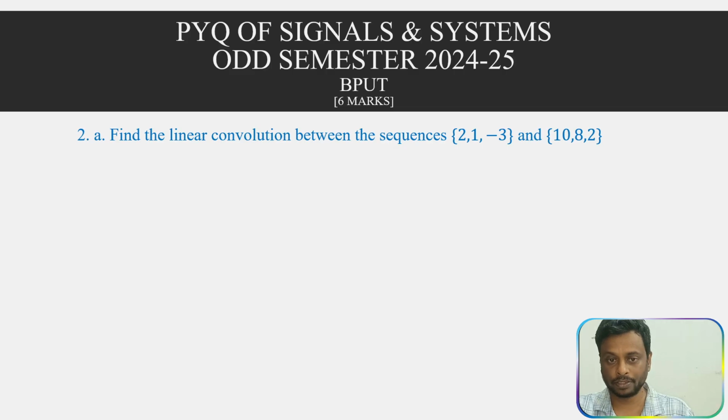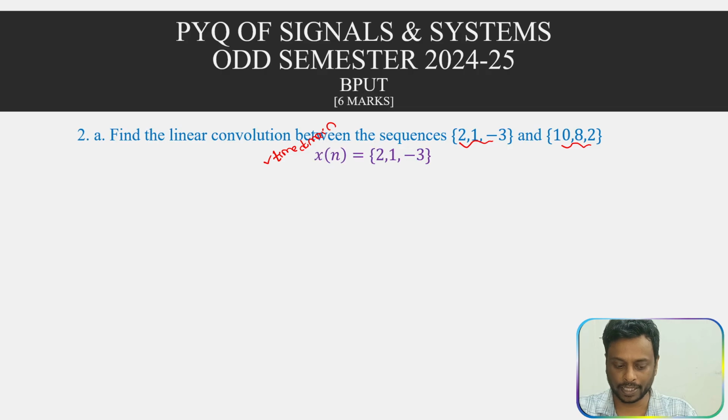The first question is: find the linear convolution between the sequences 2, 1, minus 3 and 10, 8, 2. So what we are going to do is use the time domain formula to find the linear convolution between the two sequences, that is 2, 1, minus 3 and 10, 8, 2. So let us begin.